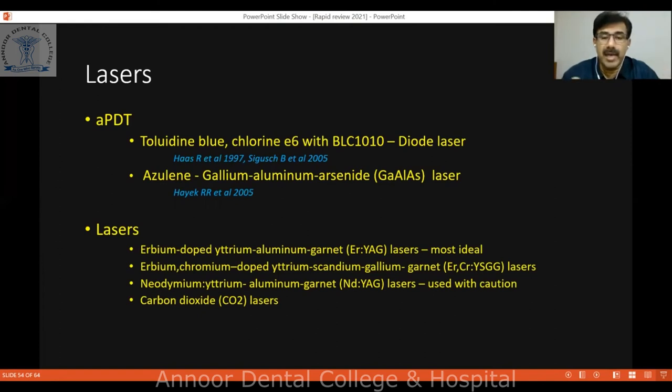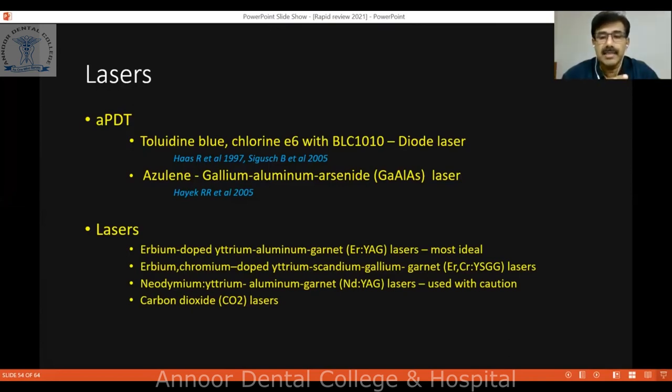Now, what happens in photodynamic therapy is you inject a little bit of dye into that peri-implant sulcus. The bacteria take up this dye. And once the bacteria have taken up this dye, you apply laser to that area. And this laser will stimulate these dyes and cause release of free radicals, which actually kills the bacteria. So that is photodynamic therapy.